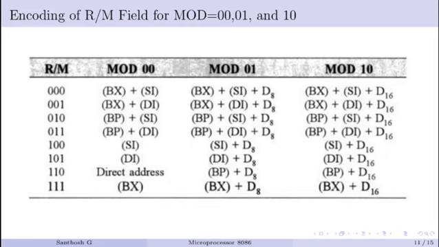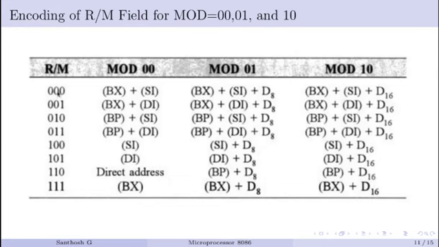Now we consider the encoding of RM field for mode equal to 0, 0, 0, 1 and 1, 0. In these modes, the second operand will either be a memory location or a direct address. In mode equal to 0, 0, when RM is equal to 0, 0, 0, the address of the memory location is specified by the sum of the BX register and the SI register. Now for mode equal to 0, 1, the address is specified by BX plus SI plus an 8-bit displacement. And for mode equal to 1, 0, this is BX plus SI and a 16-bit displacement. And therefore if you look in the table, you can see that mode equal to 0, 1 corresponds to addressing with an 8-bit displacement, and mode equal to 1, 0 corresponds to addressing with a 16-bit displacement.